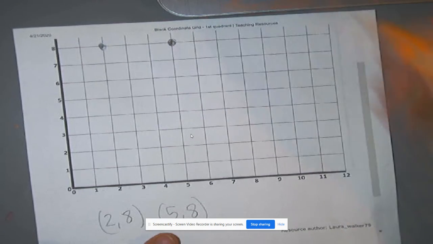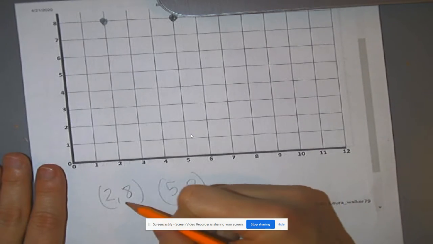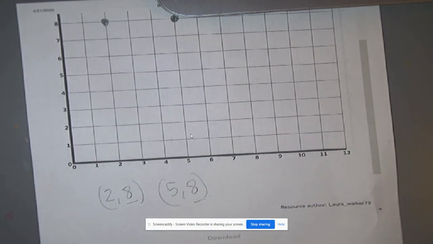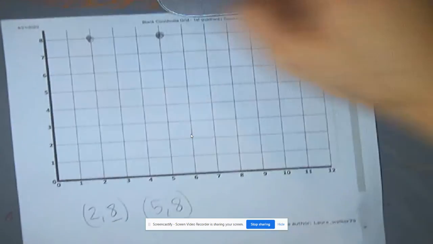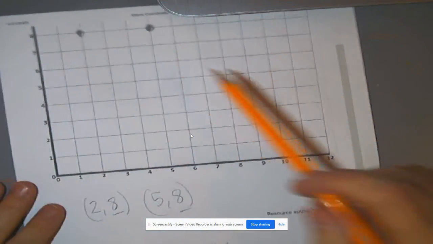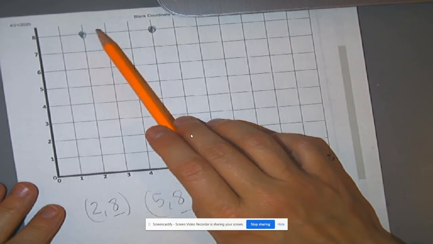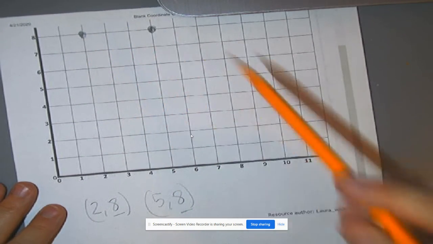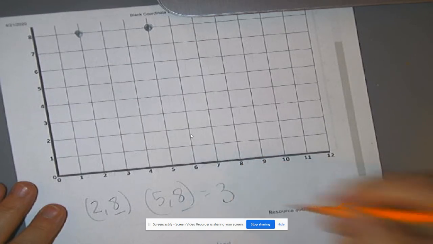Now, look at the distance, because this 8 and this 8 is in the same spot, then that means we're on the same x or y intercept. So really, the only distance is 1, 2, 3. So our distance equals 3.